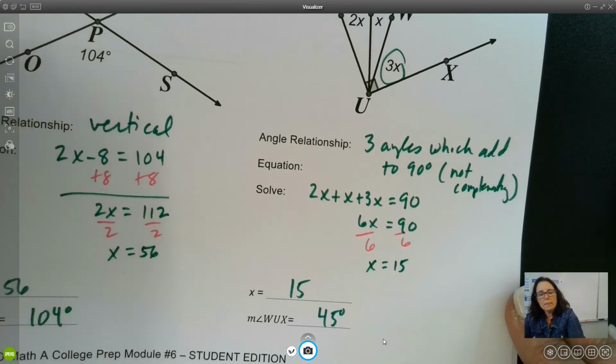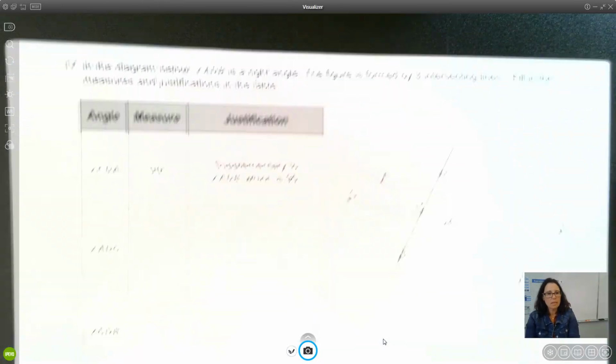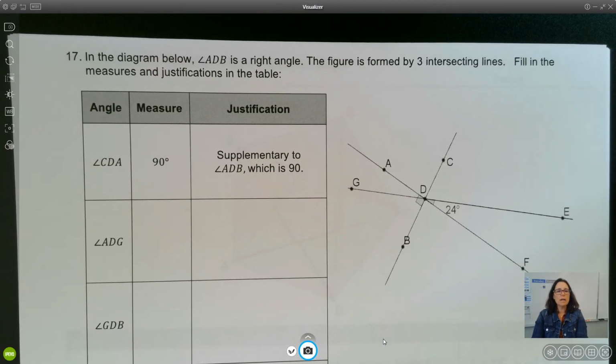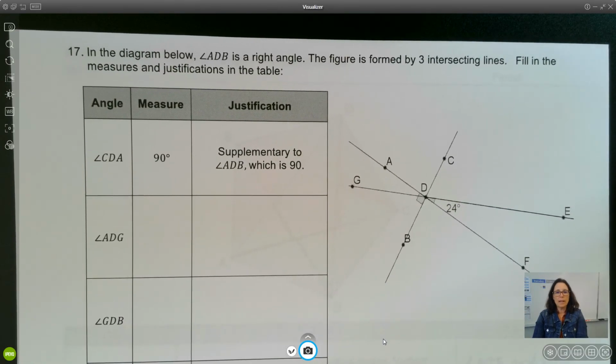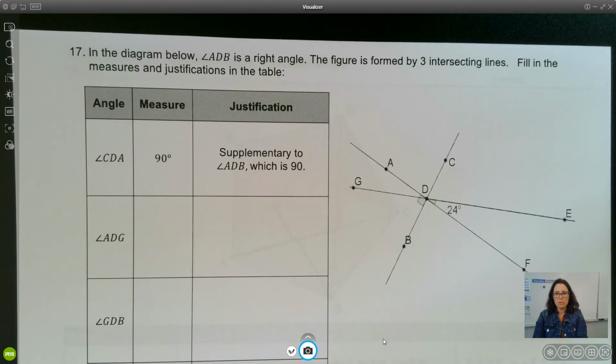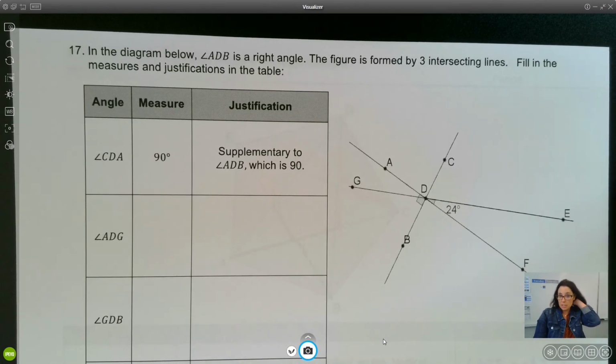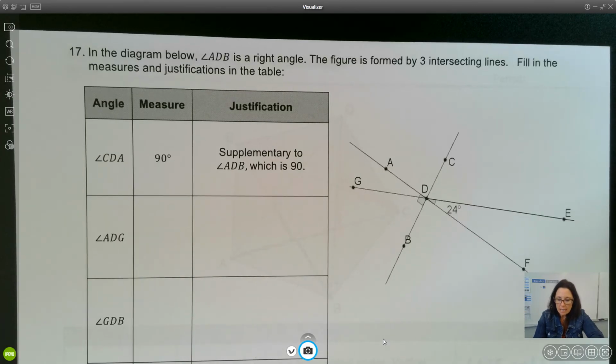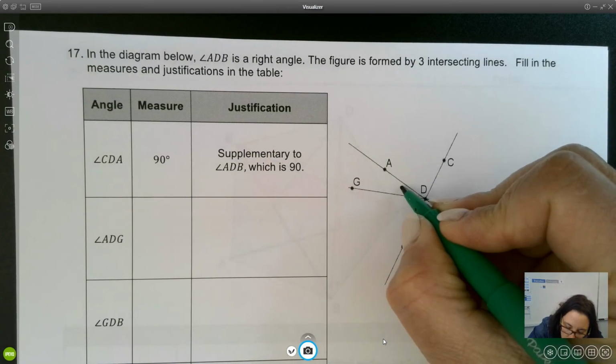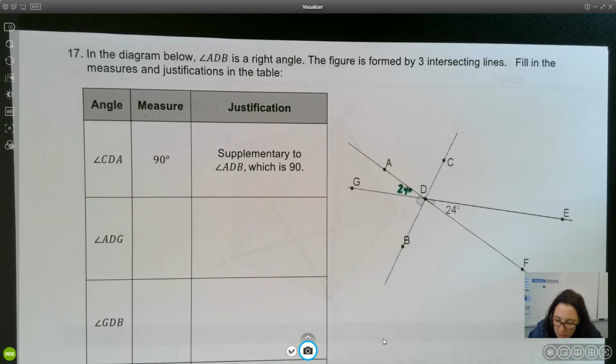All right, we've got one last jumbo problem on the last page here. In the diagram below, angle ADB is a right angle. The figure is formed by 3 intersecting lines. Fill in the measures and justifications in the tables. Okay, so again, I like to come in here and just start labeling up what I can.